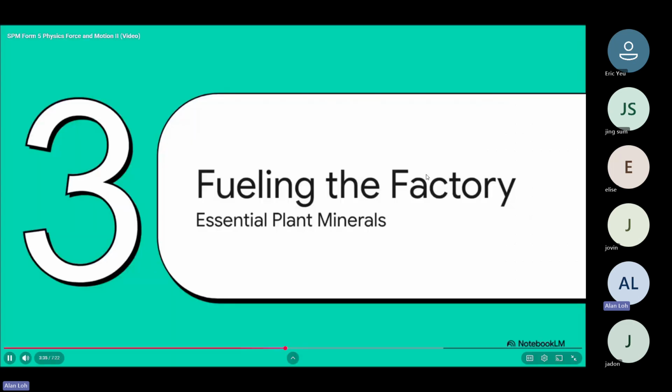Okay, so the factory has its power source, the sun, and its key ingredient from the air, carbon dioxide. But just like any factory, it also needs raw materials that it has to pull up from the ground to build and maintain everything. And these essential materials are minerals.